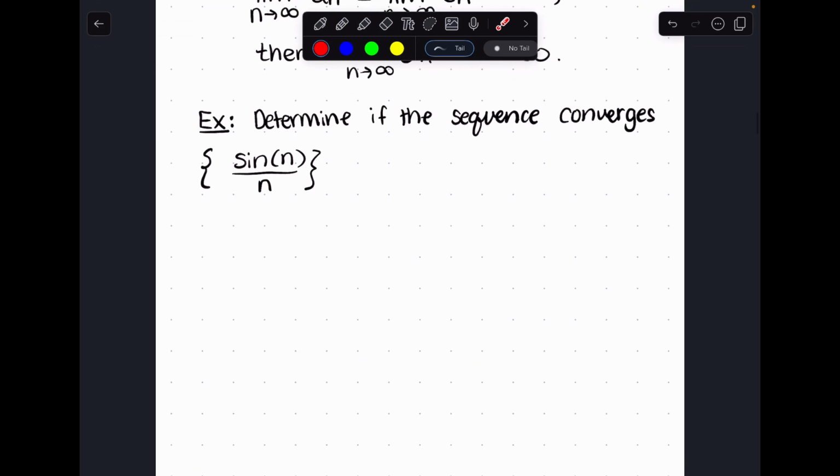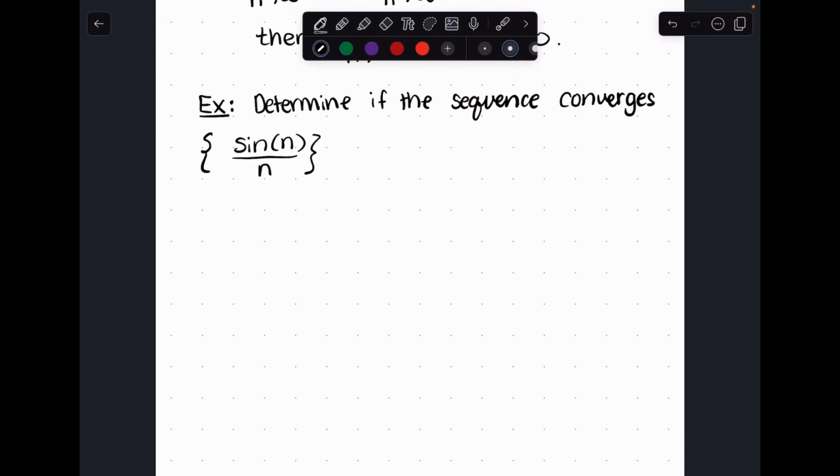So we have this example. Determine if the sequence converges. We have sine of n over n. And so we can use squeeze theorem on this sequence just like you would have used squeeze theorem on a function like this in Calc 1. So we're going to try to bound the sequence between two things that we know converge and that they converge to the same number. They have the same limit. So we can use the fact that sine of n, no matter what I plug in for n, is always going to be bounded between -1 and 1, which means sine of n over n is always going to be bounded between -1 over n and 1 over n.